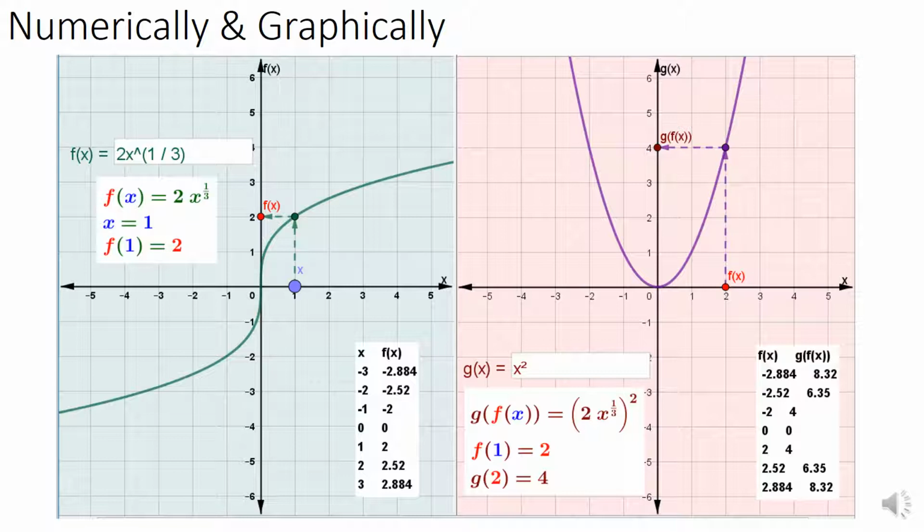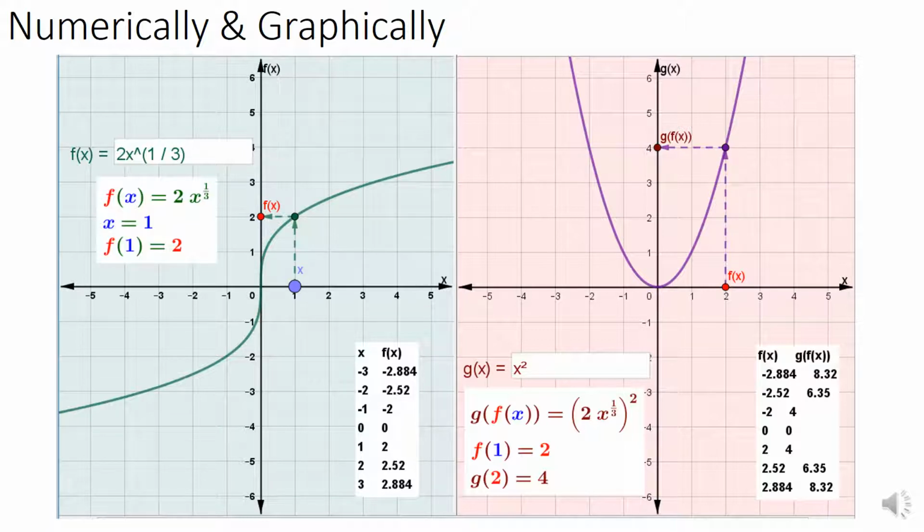Now we had x equals 1 on the left side, which gave us f of 1 equals 2. And now we're going to take f of 1 equals 2 as the input to g. And so when we take f of 1 equals 2, plug it into g, well, g says to square that number. So if we square 2, we get g of 2 equals 4. So you can see that on the graph as well. We've taken the value of 2 from the left side, from the green side of the graph, and we've put that into the input of g over on the right side.